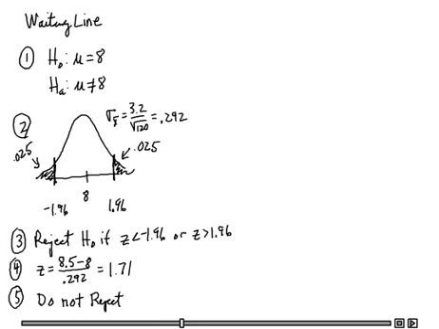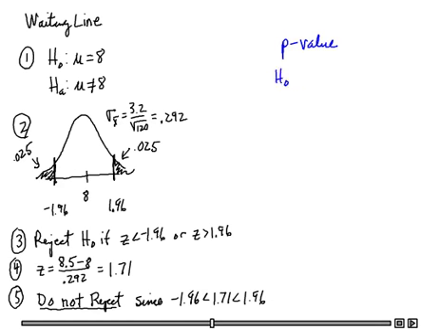1.71 is not less than negative 1.96, nor is it greater than 1.96. So I will say negative 1.96 is less than 1.71, which is less than 1.96. So do not reject does not mean that we have proven the null true. It just means that we don't have strong enough evidence to show it's false. We turn next to running the same test using a p-value.